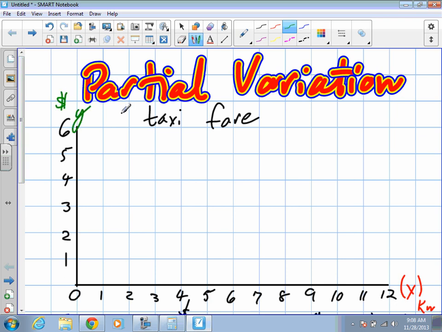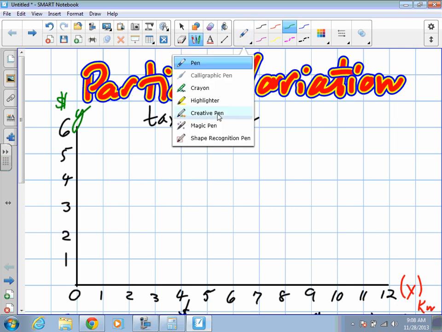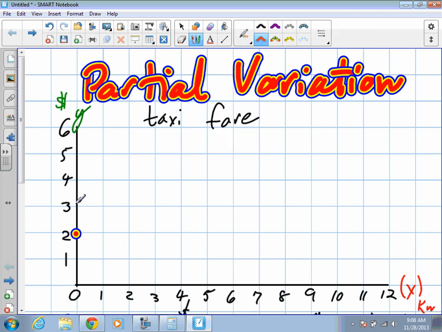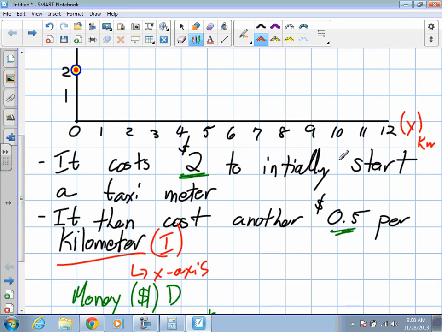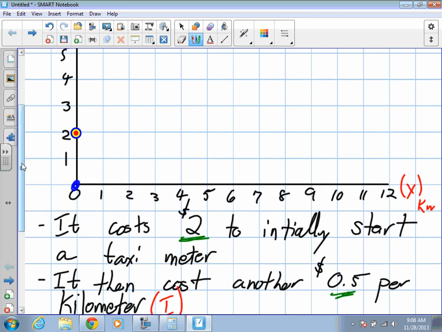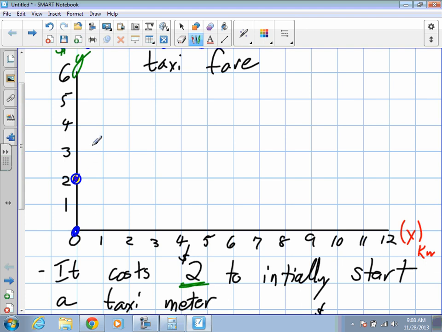Now, what if we just step in the taxi and then get out? It's free. Is it? It costs me $2, just like they said here. The initial fee to start the taxi meter is $2. So if I don't even go a kilometer, I still owe this guy $2. And this is not going through the origin. If it cost us nothing, that would be called direct variation. That's going through the origin at 0 and 0. But the y-axis, where we're crossing our y-axis, is at a value of 2. What coordinate is that? 2, 0? 0, 2. Excellent.